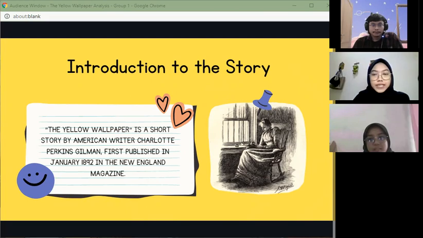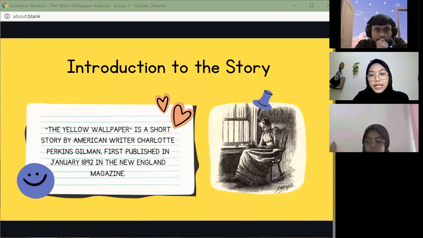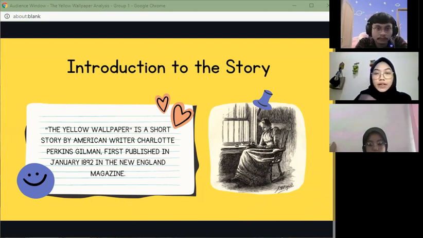Okay, before we discuss further about the analysis, we start with the introduction of the story. The Yellow Wallpaper is a short story by American writer Charlotte Perkins Gilman, first published in January 1892 in the New England magazine. And I want to add more about the narrator.